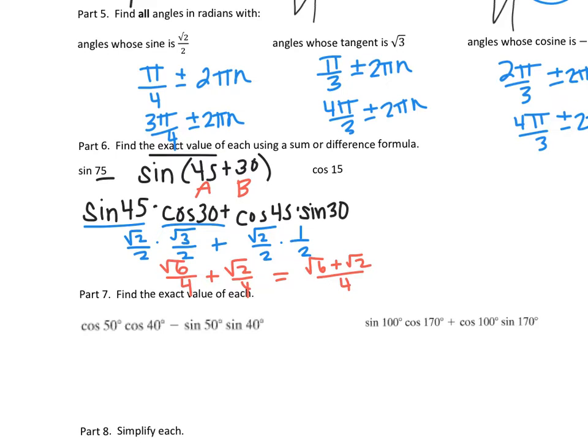Okay, cosine of 15, this is going to be a subtraction one, so I could write this as the cosine of 45 minus 30. Or I could do 60 minus 45. Same thing with the other one.